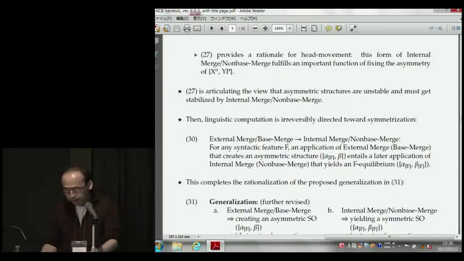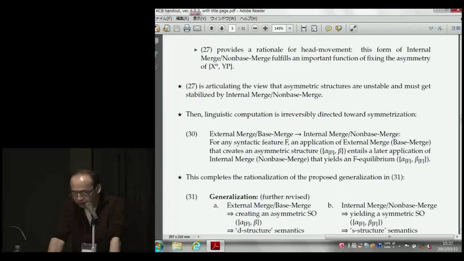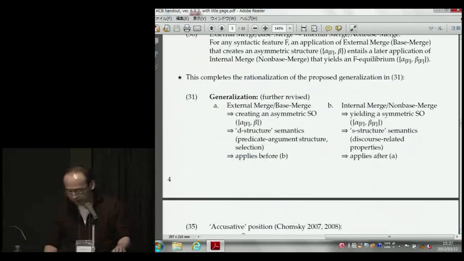Then linguistic computation is irreversibly directed towards symmetrization. And this idea provides a natural ordering of operations in 30. 30, external merge, base merge, arrow means entails, internal merge, non-base merge. For any syntactic feature f, an application of external merge, base merge, that creates an asymmetric structure entails a later application of internal merge, non-base merge, that yields an f equilibrium. This completes the rationalization of the proposed generalization in 31.